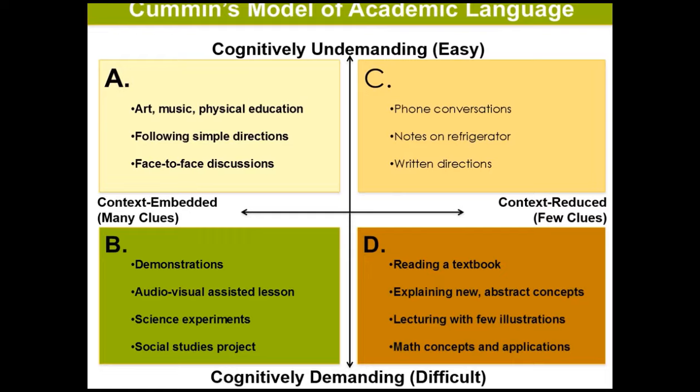As you plan activities, remember that most academic tasks are in that D quadrant that Cummins talks about. As teachers with EL students in our classes, we need to be thinking how to scaffold quadrant D activities so that they fall into the quadrant B category. These activities are still cognitively demanding, but provide a meaningful context for students' learning, making abstract concepts more concrete and accessible.